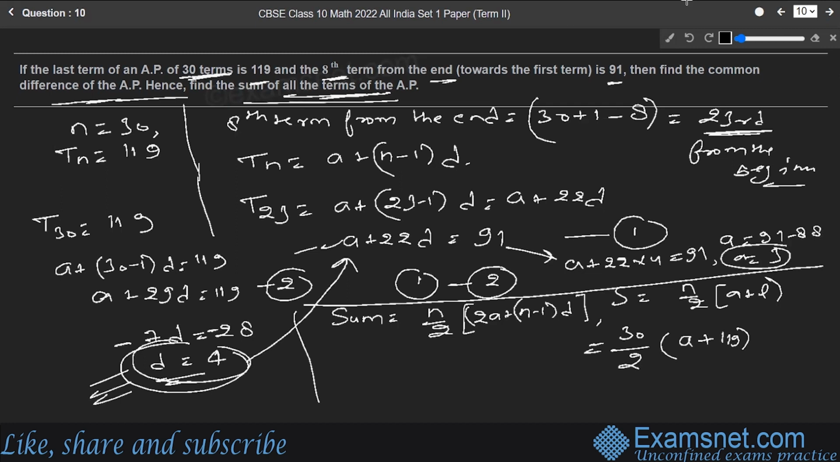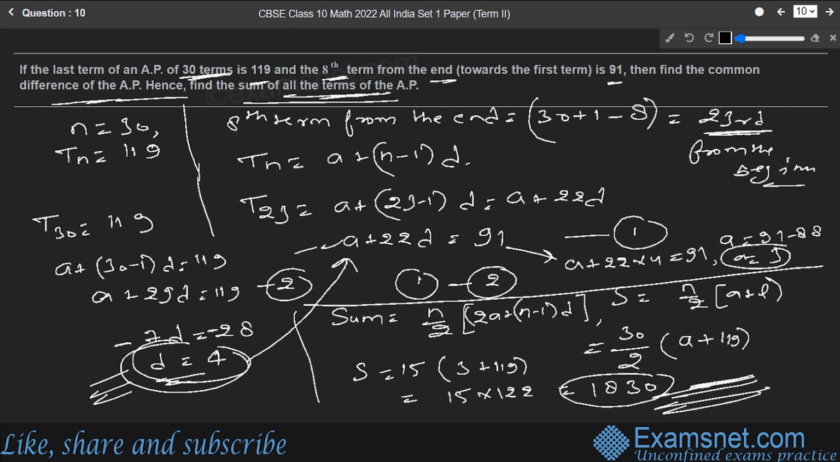So let me use the A value here. The sum is going to be 30 by 2, which is 15, into 3 plus 119. So it is nothing but 15 into 122, and the answer comes out to be 1830. That is the final answer. The sum required is 1830 and the common difference is 4. So these are the two answers.